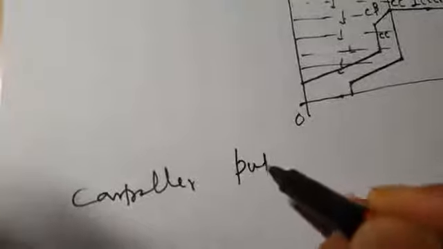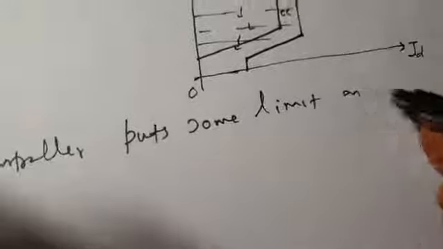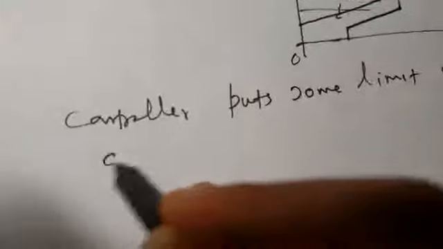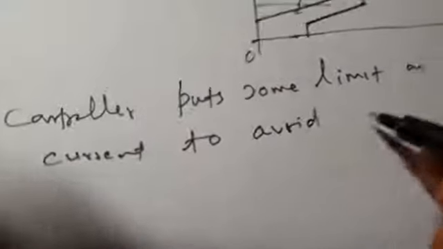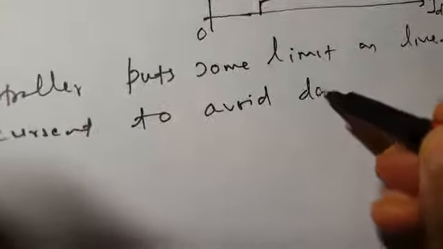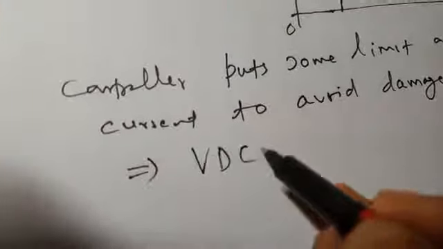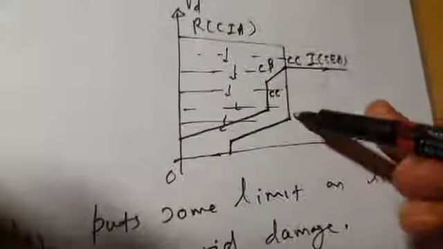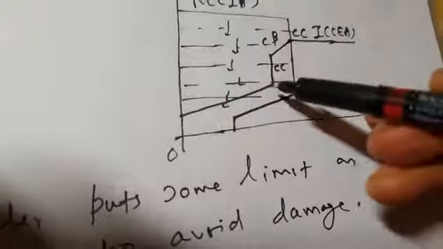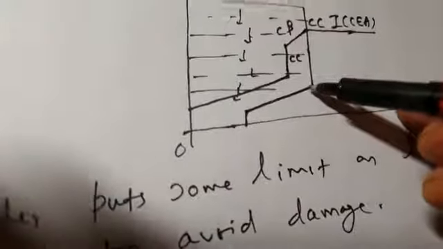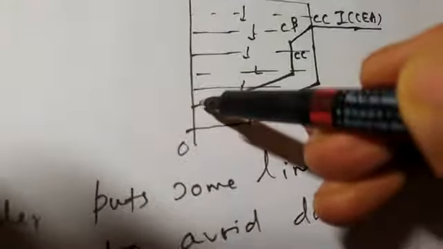So therefore, I will write here, the controller puts some limit on line current to avoid damage. And this is called VDCOL, voltage dependent current order limit. This is the normal current order for the rectifier, and this is the normal current order for the inverter. But under extremely low voltage conditions, the current order gets changed. This is how it changes for the rectifier, and this is how the current order changes for the inverter.